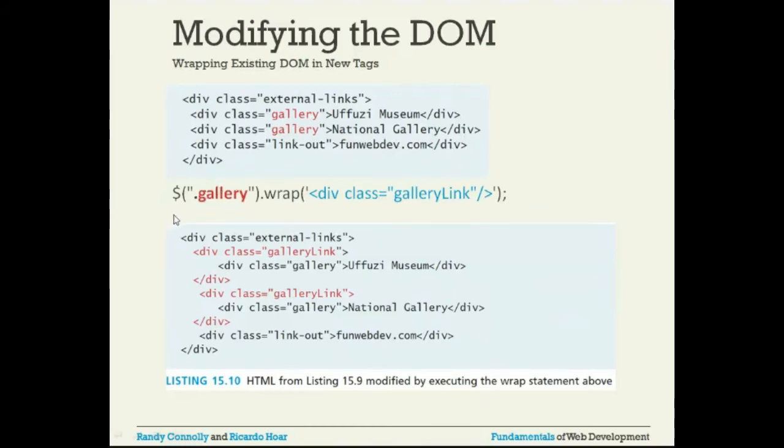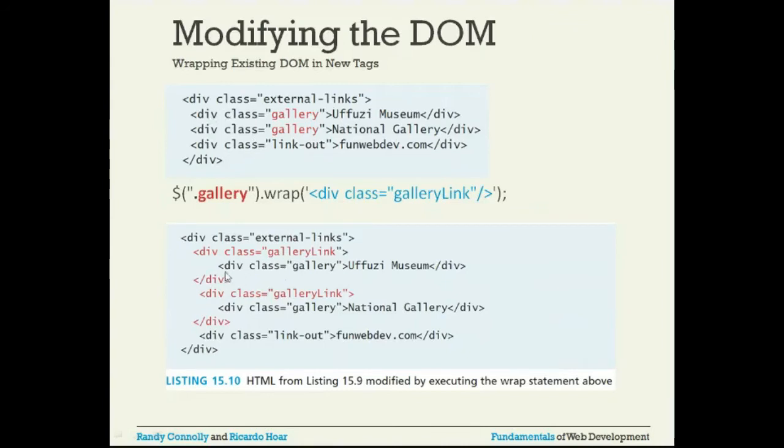Now, if I want to wrap around with something, then I can do it like this: dollar, jQuery, dot gallery. When you say dot gallery, it is going to get these two elements, because they have the class name gallery. Dot wrap. What are you going to wrap? A div, class gallery link. So this is what you are going to wrap around this div.